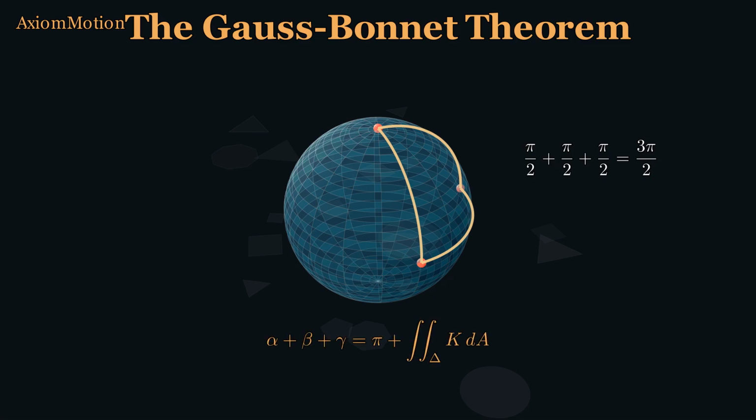The Gauss-Bonnet Theorem tells you exactly how much more. α plus β plus γ equals π plus the integral of K over the triangle. On a unit sphere, K equals 1, so the excess equals the area of the triangle. 3 right angles, excess π/2, area π/2. It all fits. On a flat plane, K equals 0, and the angles sum to exactly π. Euclid was right, but only in flat space.